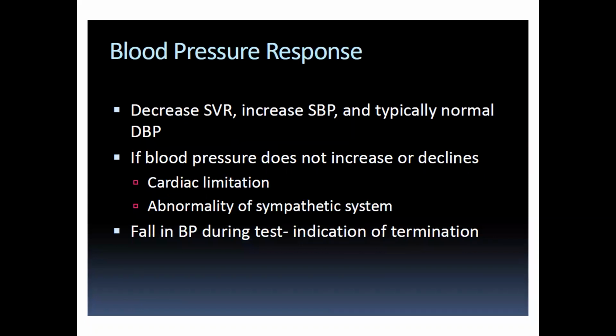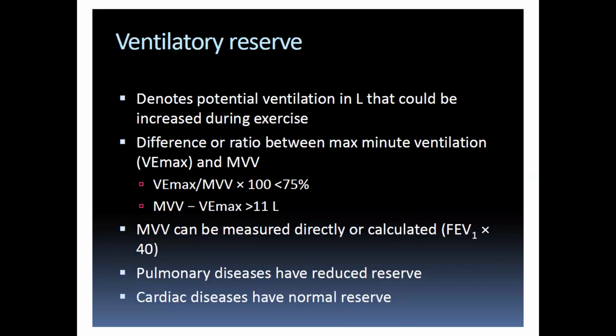Blood pressure response, I sort of told you. If your blood pressure declines with exercise, that is a very abnormal sign. First of all, it is an indication to terminate the test, because your patient can pass out. It's a very poor prognostic sign and almost always due to cardiac limitation, although sometimes it's related to autonomic failure, which is a rare condition, but it's predominantly cardiac limitation. Now, the pulmonary parameters that you can look at are ventilatory reserve.